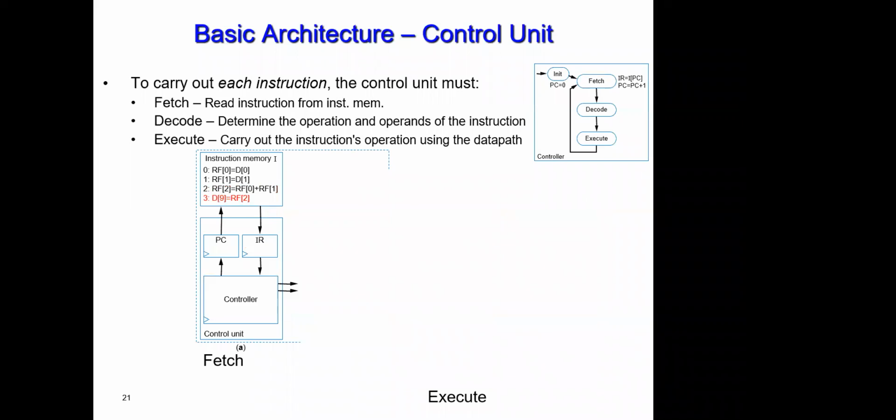Next, I need to do this one. What is it? D of 9 is equal to register file of 2, meaning that I have to store whatever I had already calculated, which was the 201 that I had already saved in the RF of 2, to the 9th location in my data memory. I need to do exactly the same things as we have described.